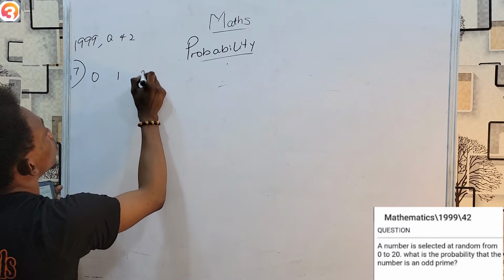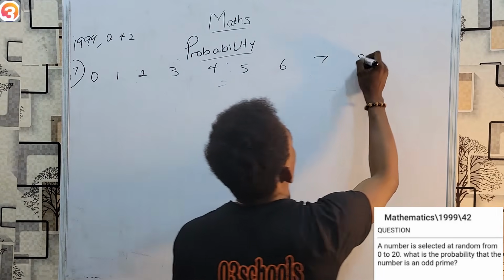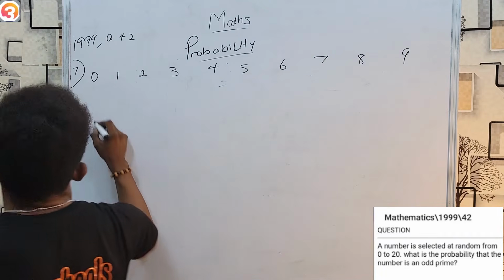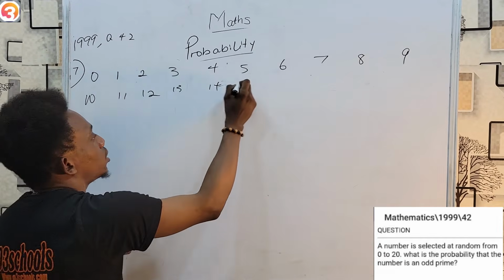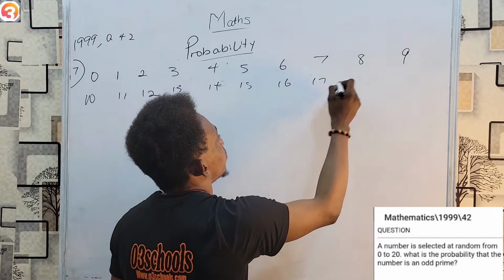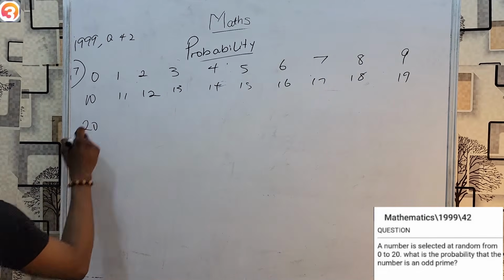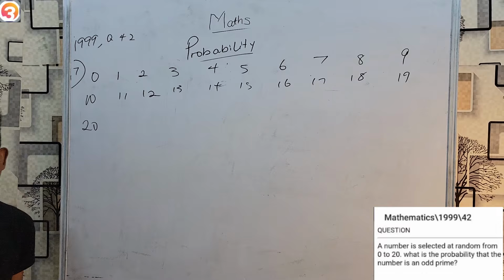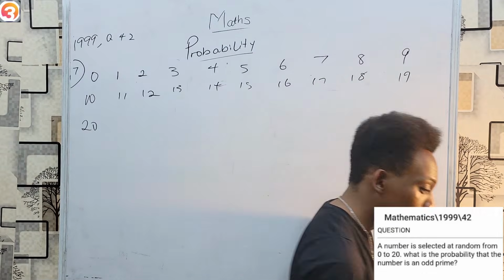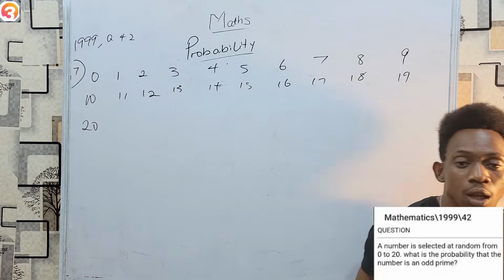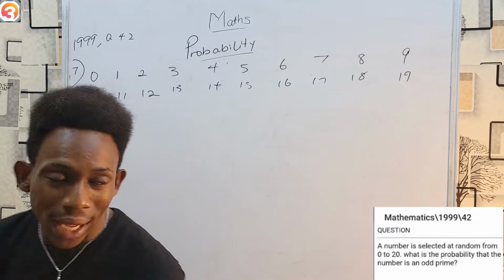0, 1, 2, 3, 4, 5, 6, 7, 8, 9, 10, 11, 12, 13, 14, 15, 16, 17, 18, 19, and finally 20. Probability that is an odd prime. Odd numbers are those that cannot be divided by 2 without remainder, while prime are those ones that can only be divided by themselves and 1.